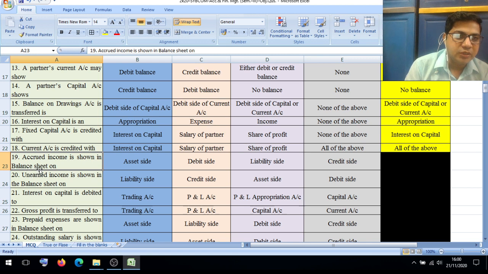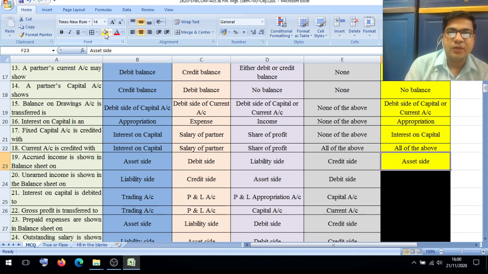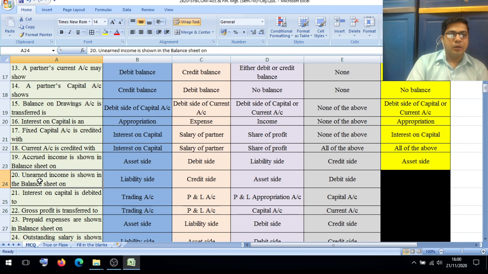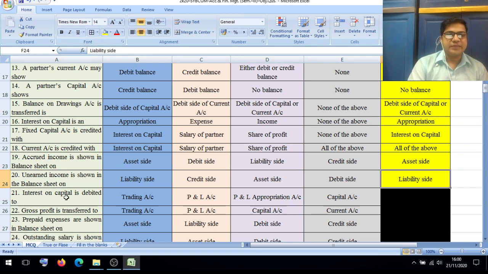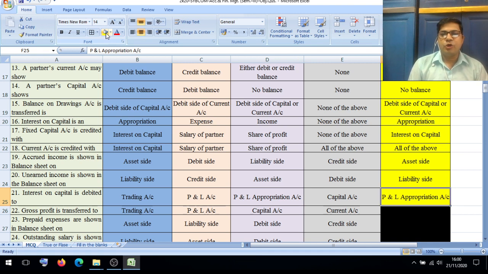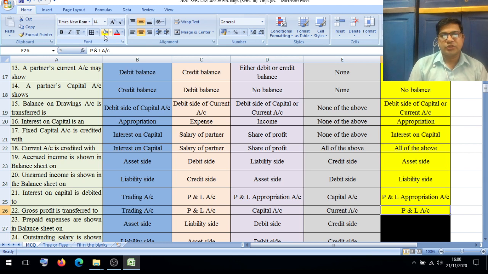Accrued income is shown in the balance sheet on asset side, debit side, liability side, credit side. Answer is asset side. Unearned income is shown in the balance sheet on liability side, credit side, asset side, debit side. Answer is liability side. Interest on capital is debited to trading account, profit and loss account, profit and loss appropriation account, capital account. Answer is profit and loss appropriation account. Gross profit is transferred to trading account, profit and loss account, capital account, current account. Answer is profit and loss account.